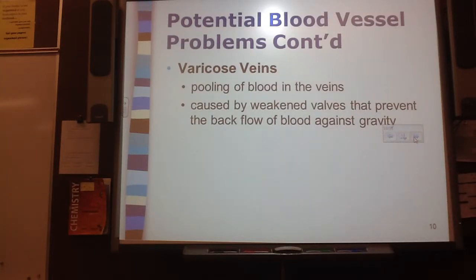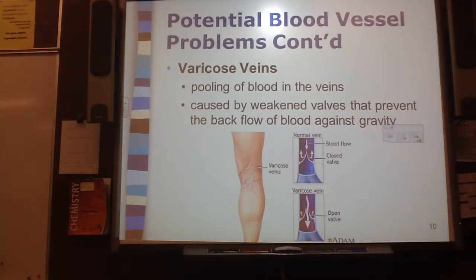Another problem is something called varicose veins. This is the pooling of blood in the veins, and it's caused by weakened valves that prevent the backflow of blood against gravity. So there's varicose veins.